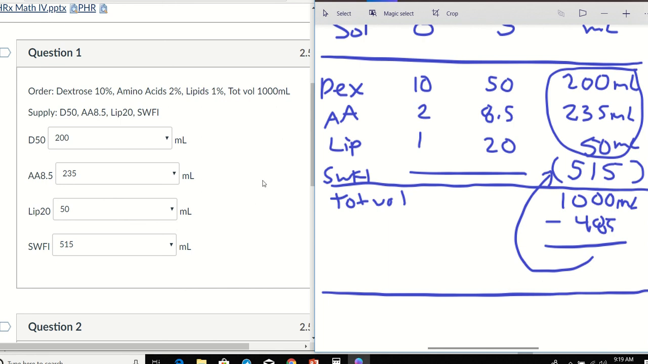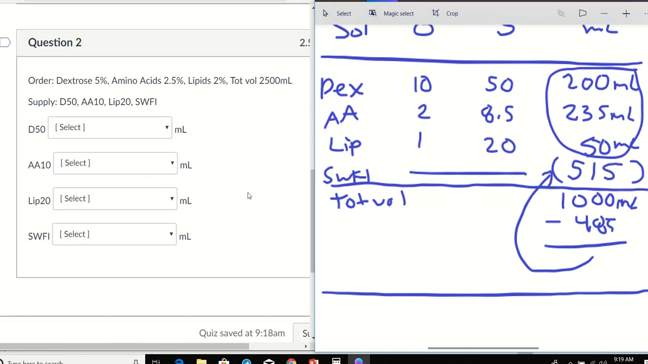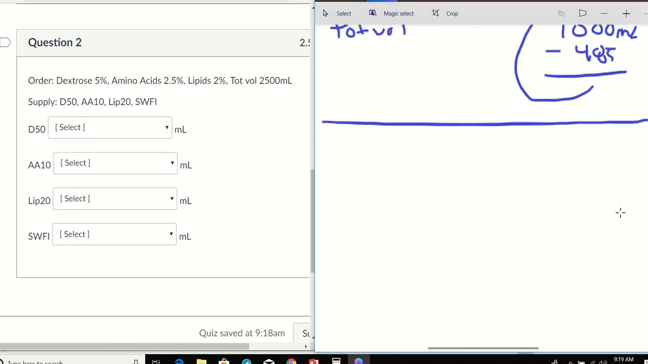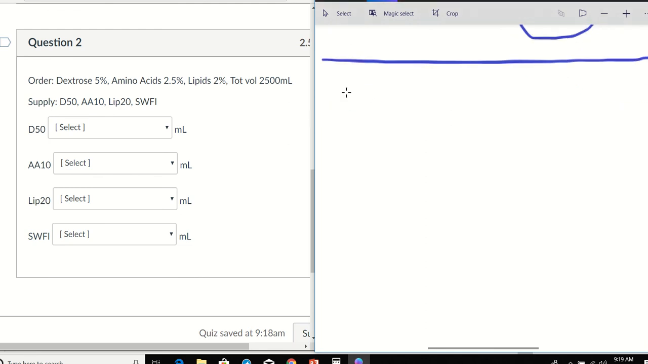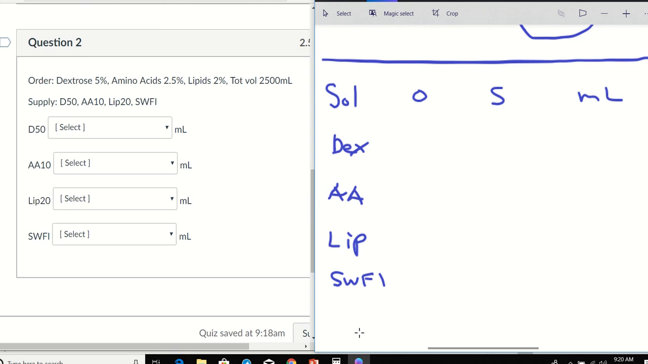All right, let's do number 2 as an example. Organize all your information: the solution, the order, the supply, and the mLs. So we need some dextrose, some amino acids, some lipids, some water, and the total volume. So let's list those.